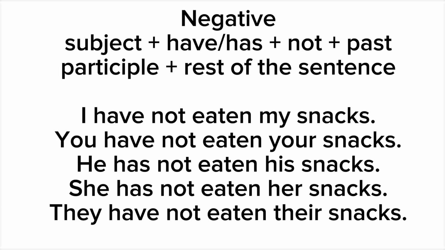For negative sentences, the structure would be subject plus have or has and the auxiliary negative not plus the past participle and the rest of the sentence. Examples, I have not eaten my snacks. You have not eaten your snacks. He has not eaten his snacks. She has not eaten her snacks. Or they have not eaten their snacks. So the difference between positive and negative sentences is the employment of the negative auxiliary not.